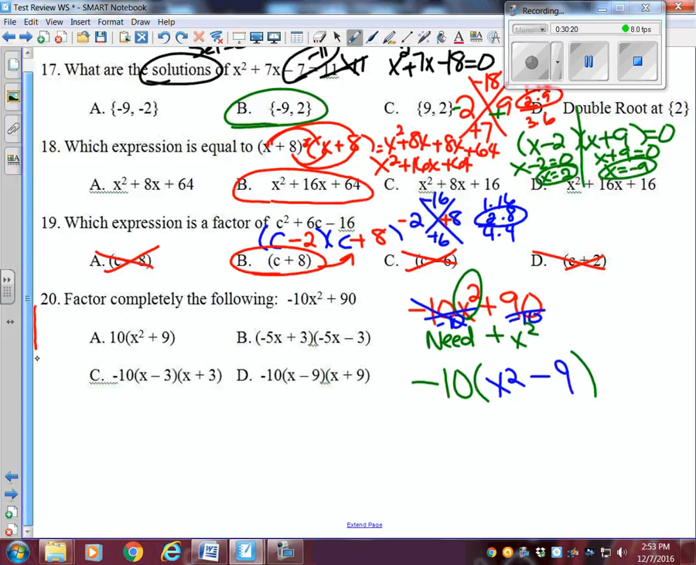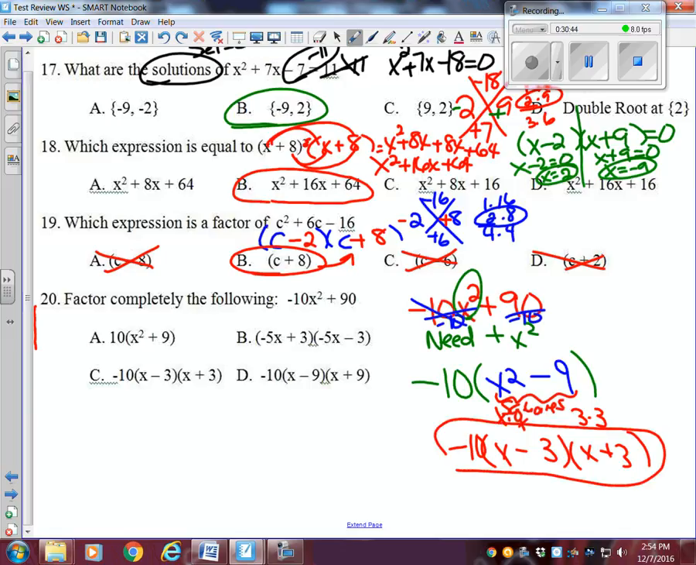Now if I look closely at what I have left, notice it says completely. I'm going to check to see, can I factor that again? Turns out these are what? Squares. This is x times x. I believe that's 3 times 3. So I'm looking for two sets of parentheses, x minus 3, x plus 3, with negative 10 in the front.